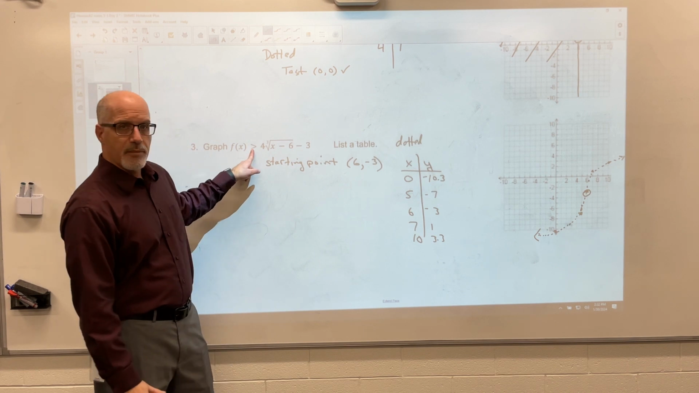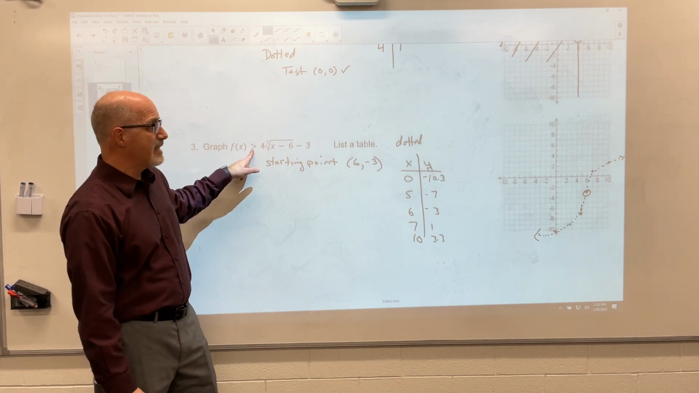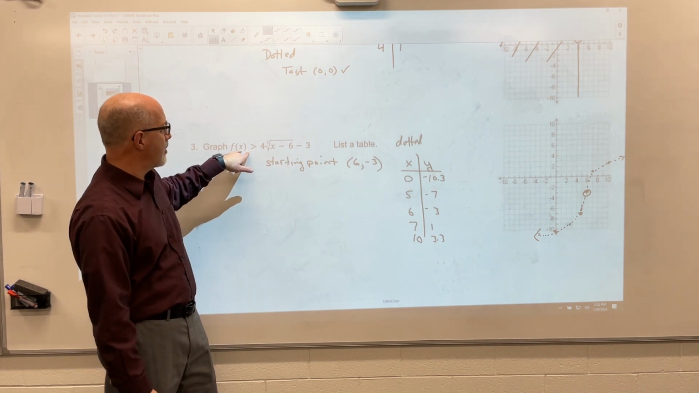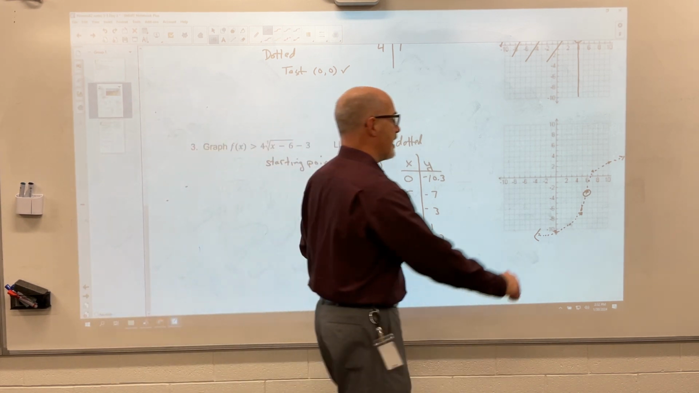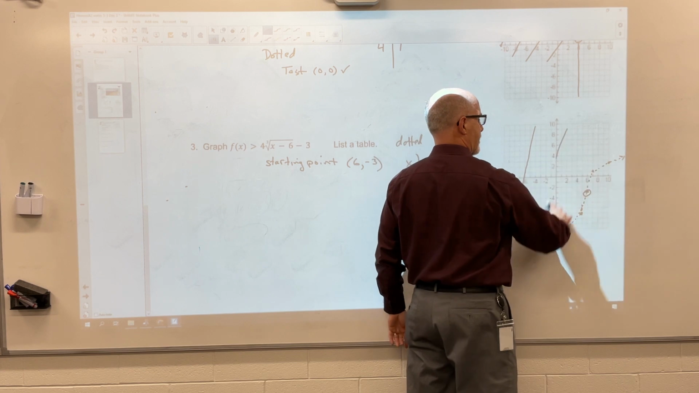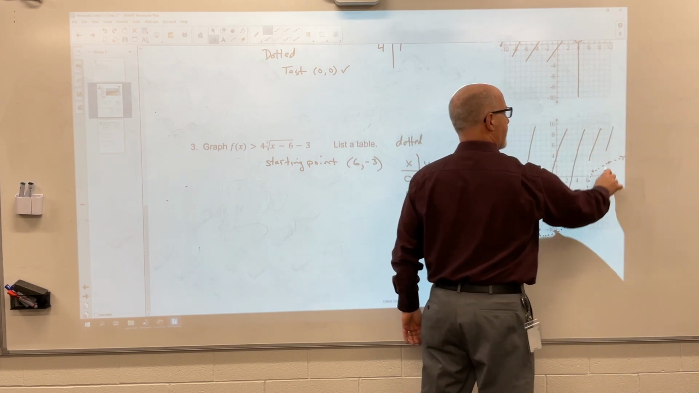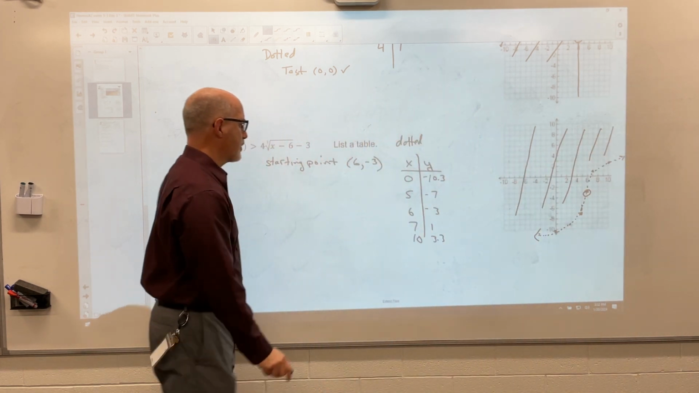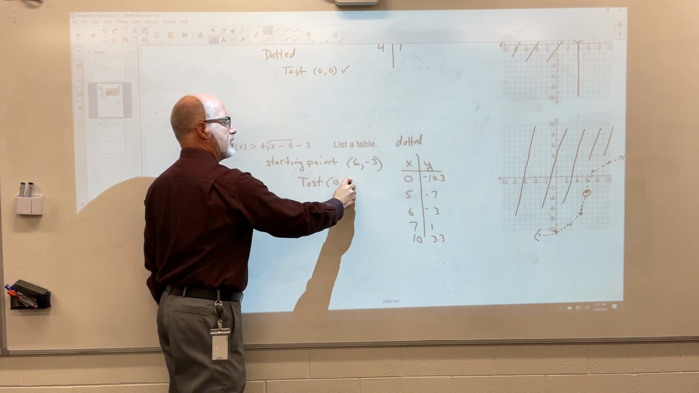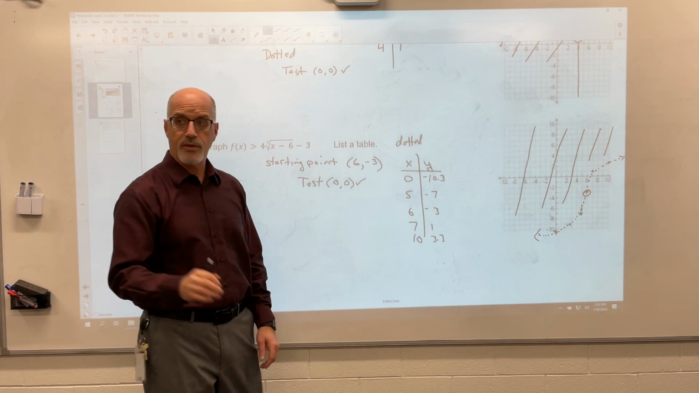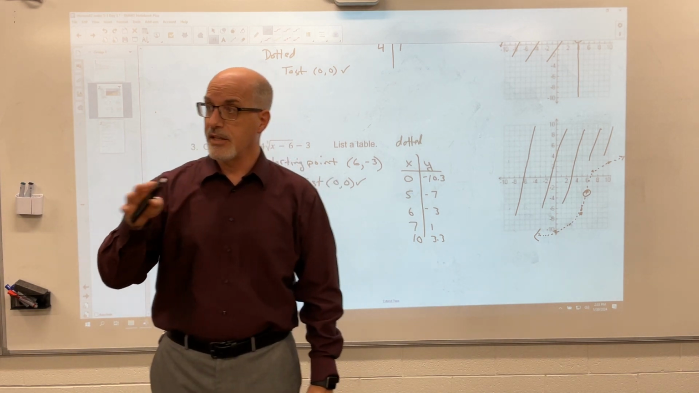This tells me it's going to probably be above. I can test 0, 0. Is 0 greater than 0 minus 3? And it is. So I can shade above it like this. Above this graph. Okay? So I did do a test, 0, 0. Any questions on the graphs that you guys have? Anything you need questions on?